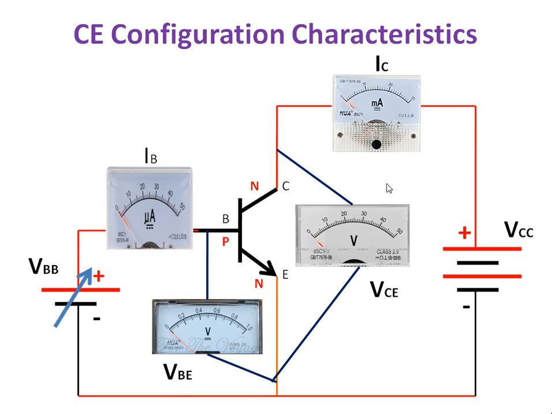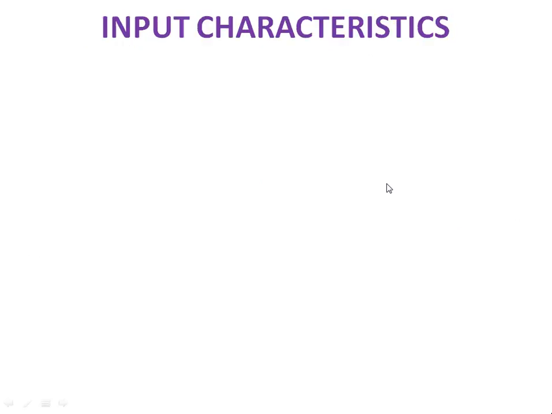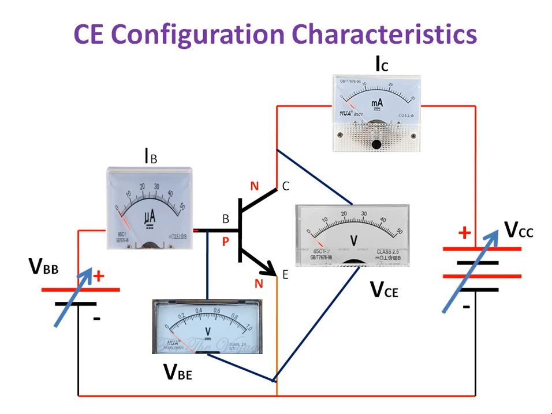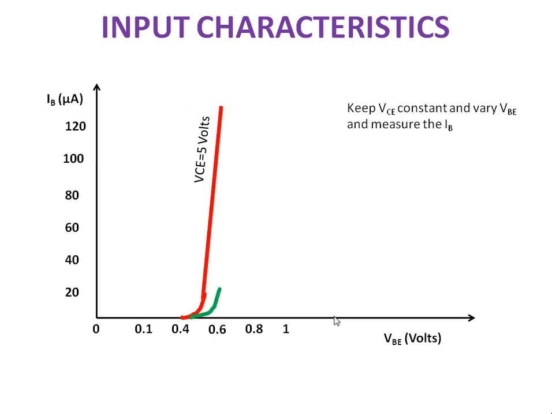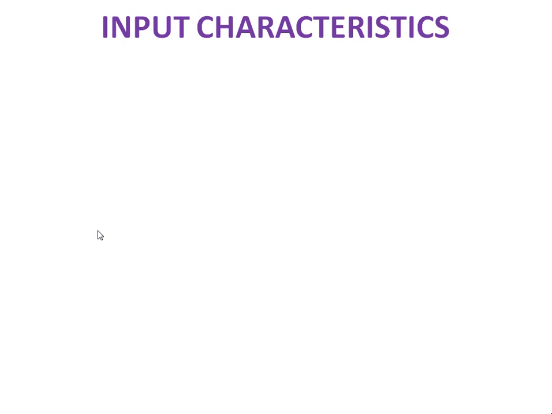So let us plot the VI characteristics. First one is the input characteristics. So why should we plot these characteristics, input and output characteristics? We will see it later. So first one is the input characteristics. In the input characteristics, you have to vary the VBE and measure the IB.